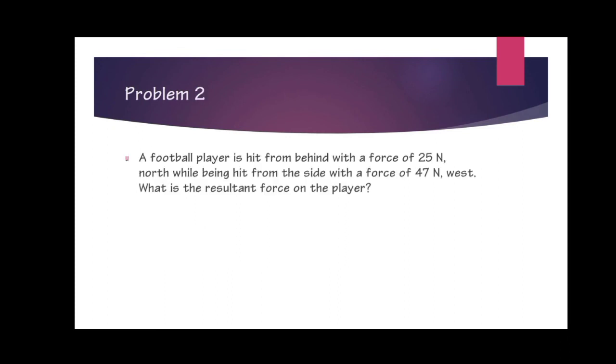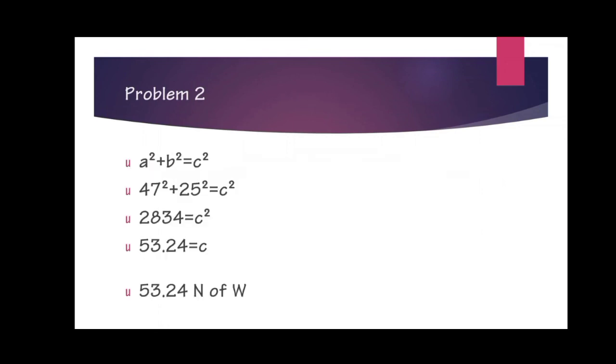And then let's go to problem 2. A football player is hit from behind with a force of 25 Newton north while being hit from the side with a force of 47 Newton west. What is the resultant force on the player? And by applying the Pythagorean theorem, a squared plus b squared is equal to c squared, we need to determine what is the c. So let's plot the a, which is 47, and then the b, which is 25, and then the solution is 47 squared plus 25 squared is equal to c squared.